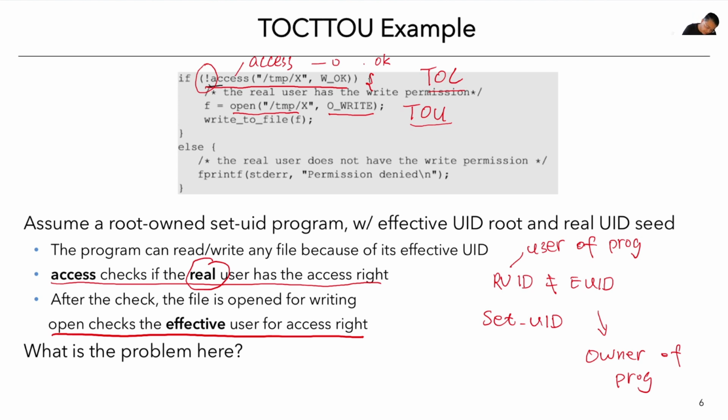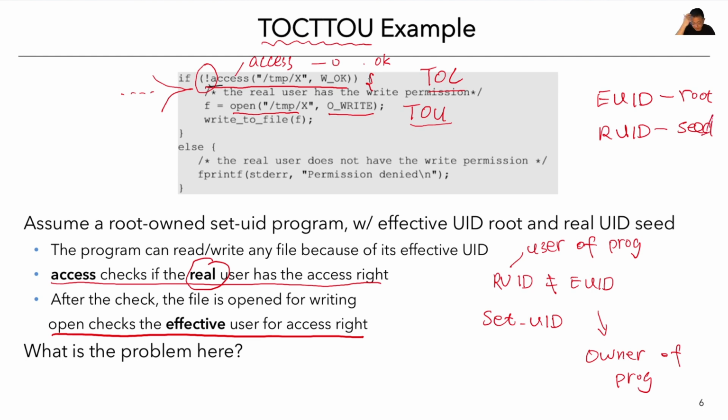So the attacker can execute something in between those two operations, between the time of check and the time of use. This is why this kind of vulnerability is named a time-of-check to time-of-use vulnerability. Okay. So in our example, in the Set-UID program, we have the effective UID (EUID) to be root, and the real UID to be seed.